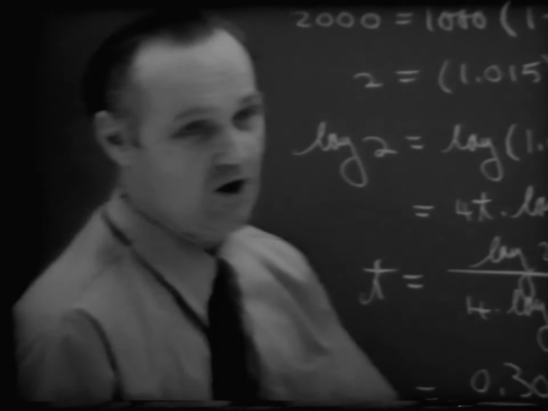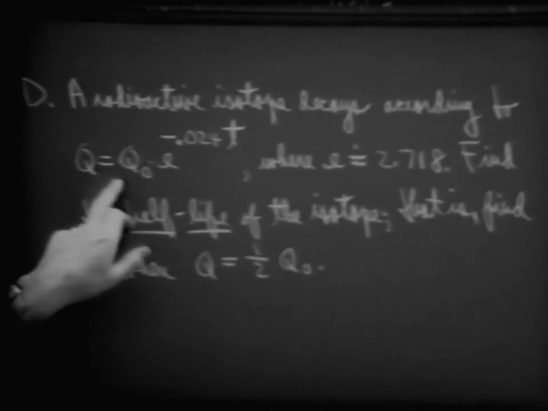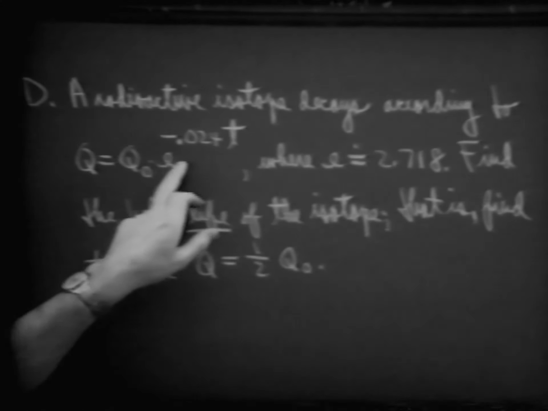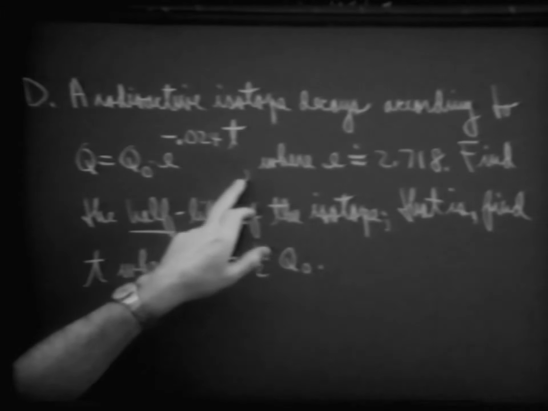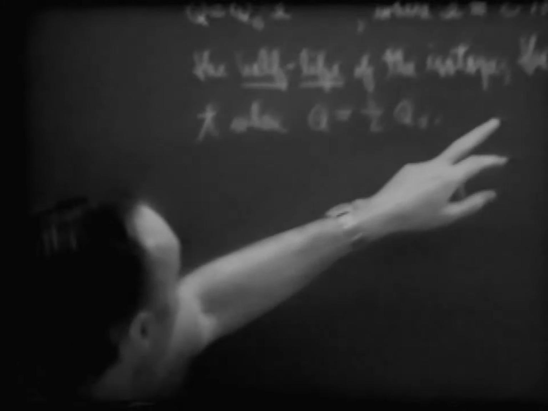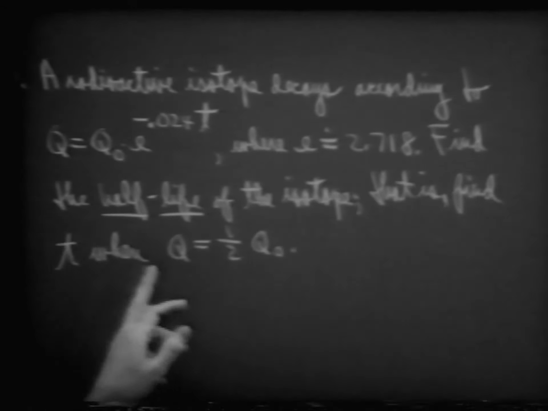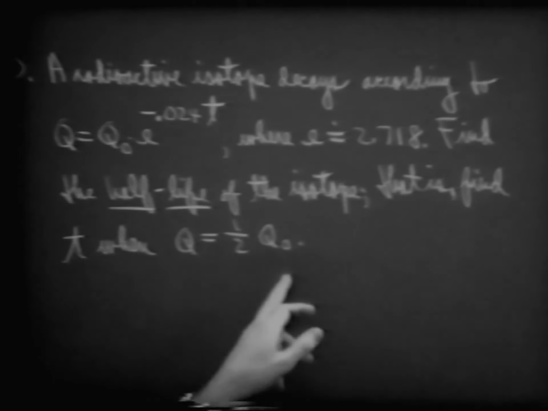Let's look at another problem. Here we have a radioactive isotope that decays according to this formula. Q equals Q sub 0 times e to the negative 0.04 t power, where e is approximately 2.718. Now this, for the first time, you've seen another irrational number, which is called e. We're going to say more about this number as you proceed in mathematics. It says find the half-life of the isotope.